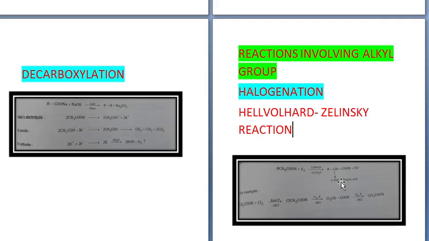Let us take an example. Suppose we take CH3COOH plus Cl2. In presence of red phosphorus, it will give you ClCH2COOH, which on further treating with chlorine in presence of phosphorus will give you Cl2CHCOOH. On further treating with chlorine in presence of phosphorus, it will give you CCl3COOH. So all the hydrogens have been replaced by halogens. This is called the Hell-Vollard-Zelinsky reaction.